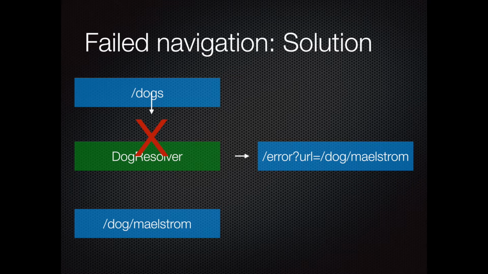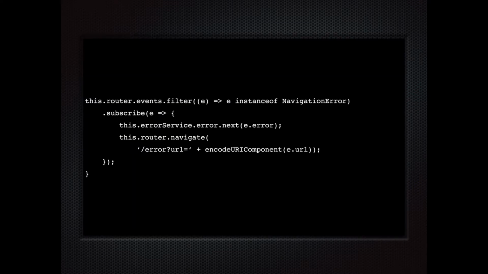So this is what we've come up with. Instead of allowing the router to restore the pristine state, we redirect to a dedicated error page. And here's what that code looks like. We can just listen to navigation events, filter for the navigation error, and then when we catch one, we can save the most recent error on the error service. We do that so that we have access to the error code and things like that. And then we navigate to our error URL.